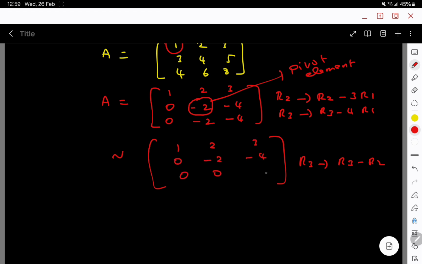So 0, 0, so minus 4 plus 4. Okay, minus 4 minus of minus 4. Similarly, minus 2 minus of minus 2. It becomes 0.